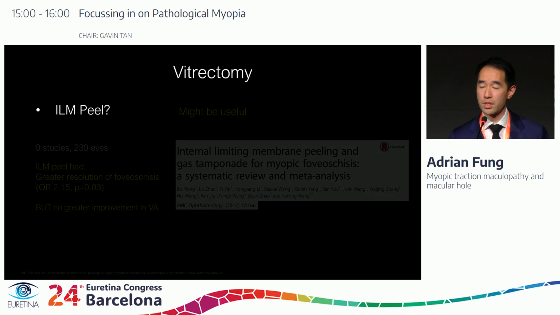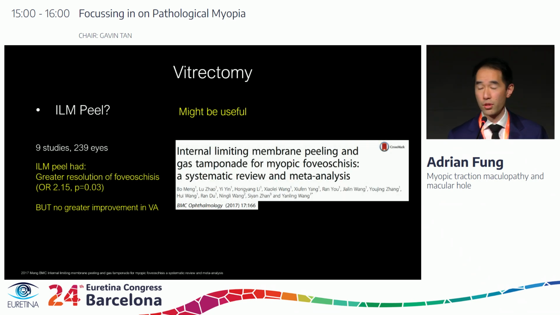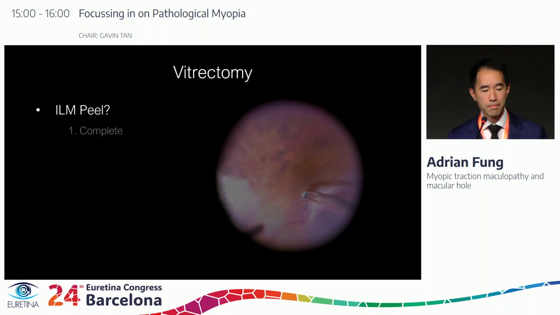And the first question is, should we peel the internal limiting membrane? Well, this is a systematic review of all papers that looked at internal limiting membrane peeling for myopic macular traction. They had 9 studies, and they showed that ILM peeling had a greater resolution of the foveoschisis, but interestingly, it did not lead to any greater improvement in visual acuity outcomes.